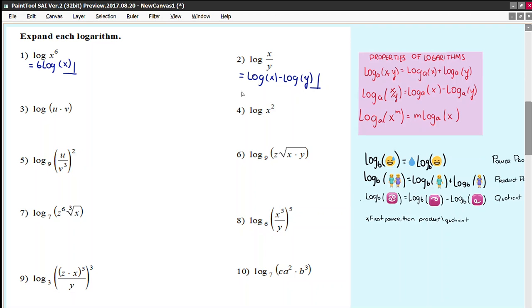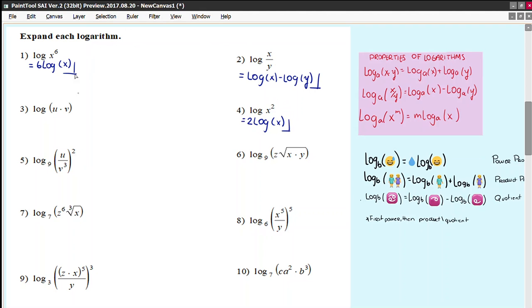Example 4. My argument has a power of 2. So again, I have to use the power property. That way, I can rewrite this as 2 logarithm base 10 of x. In this way, my argument doesn't have any power, products, or quotients, so this logarithm is expanded.